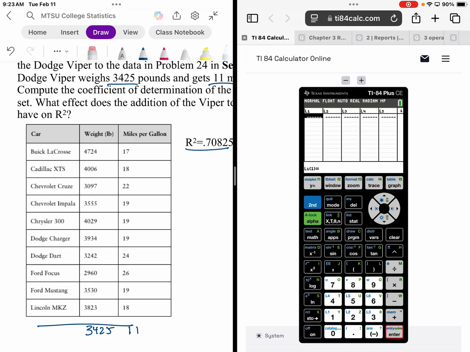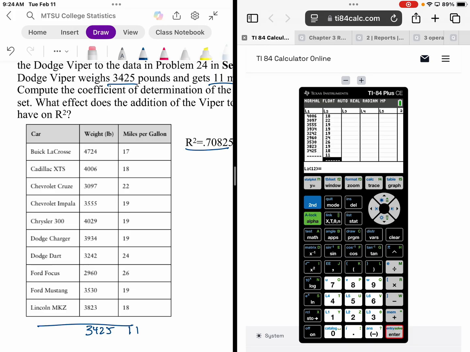clearing each column header. So 4724, 4006, 3097, 3555, 3934, 3242, 2960, 3530, 3823, and 3425. Add the next one. Go put enter. Next one. 17, 18, 22, 19, 19, 19, 24, 26, 19, 18, 11. There we go. Oh, crudola.